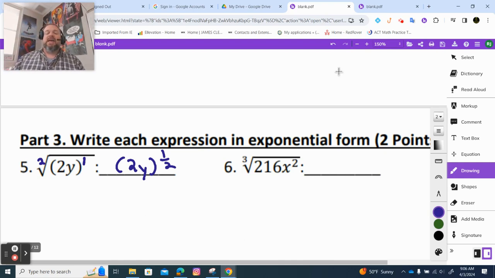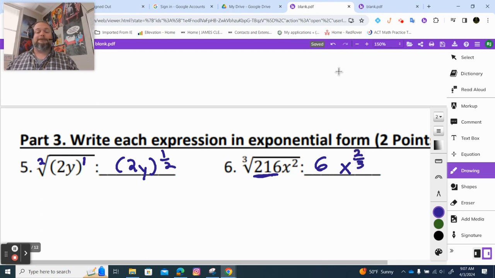All right, number 6. Can we actually take the cube root of 216? Who tried? Wow. Wow. I forgot to. Yes, you can. It's 6. Okay. Now, you can't do anything with this x. So this x is going to have this fraction right here.